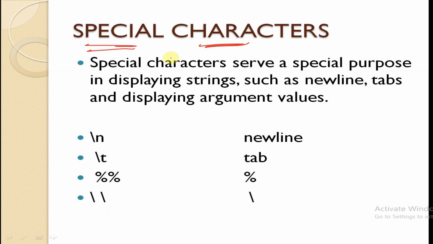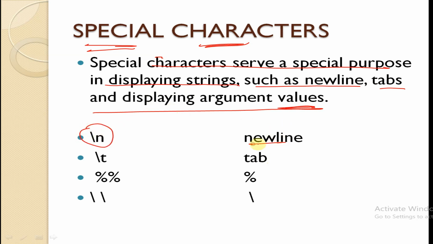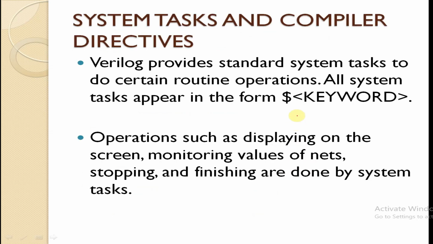Now let's discuss special characters. Special characters serve a special purpose in displaying strings, such as a new line, tabs, and displaying argument values. This is similar to the C language. Backslash n is used for new line, backslash t is for tab, double percentage is for printing percentage, and double backslash is for a single backslash. So these are the special characters used in C.